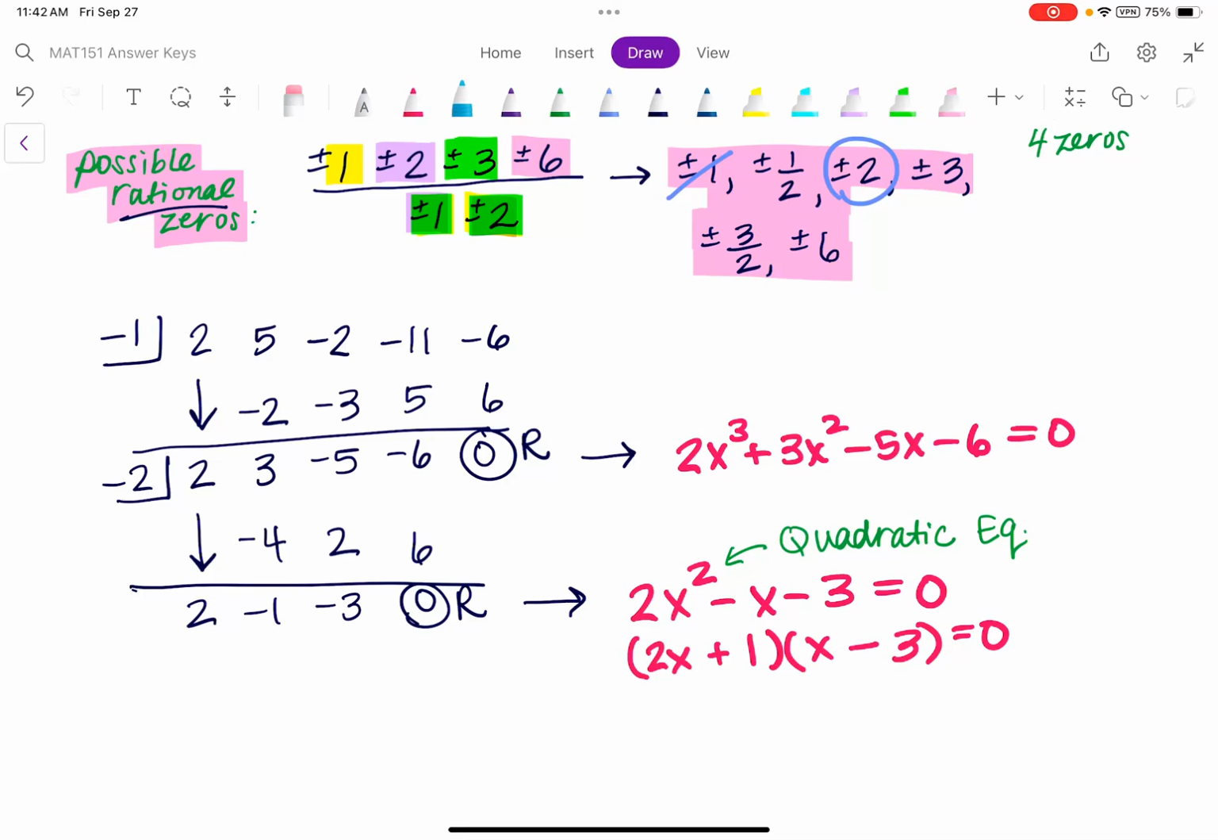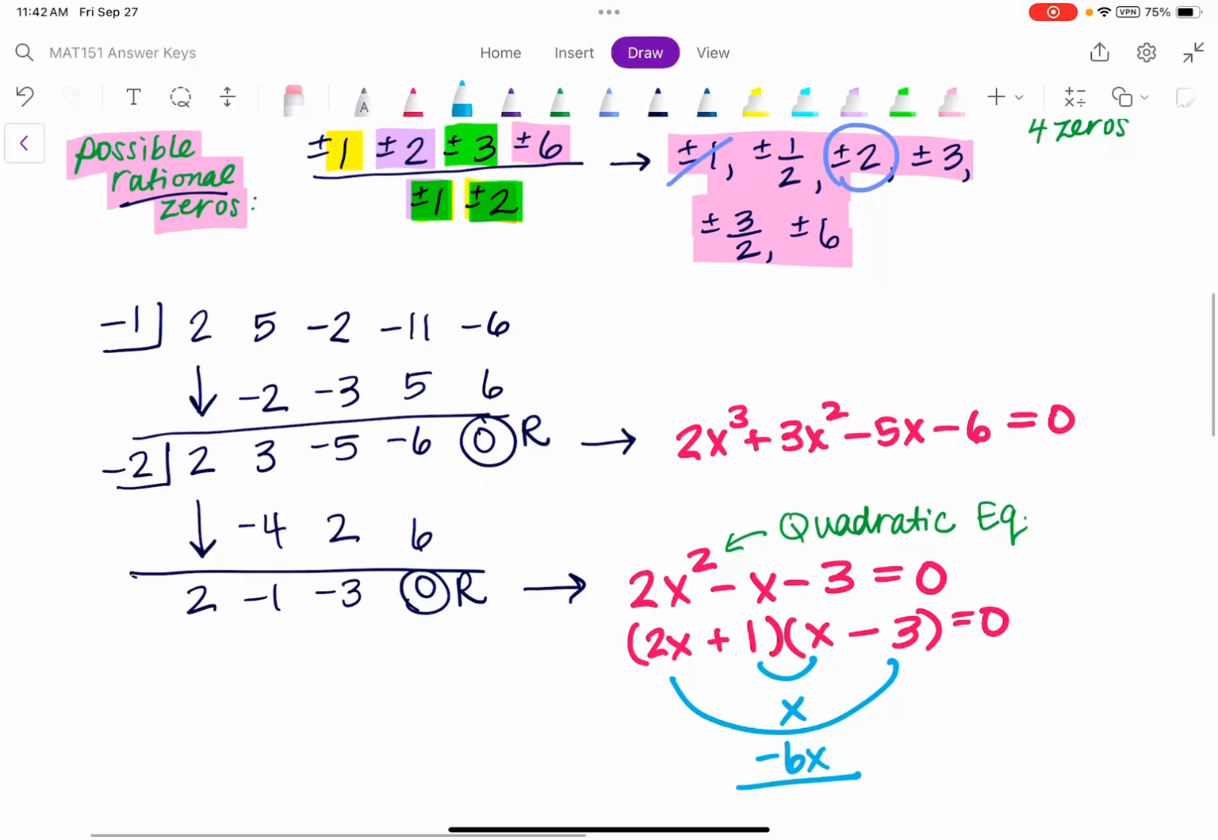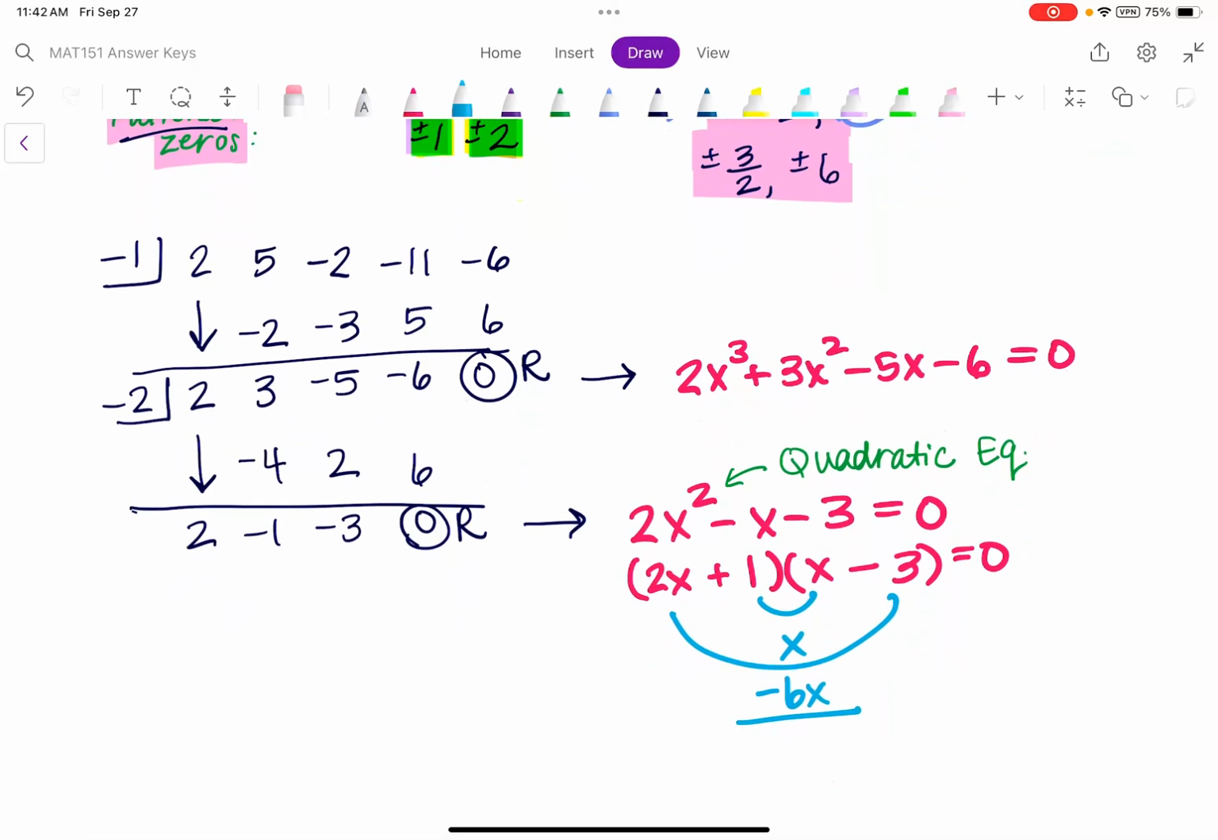Remember, it's always important to check this. If we check the outside, we have negative 6x. If we check the inside, we have a positive 1x. And sure enough, if we add those together, that won't work. Check it out. Look at the importance of checking. All right, that factoring did not work.